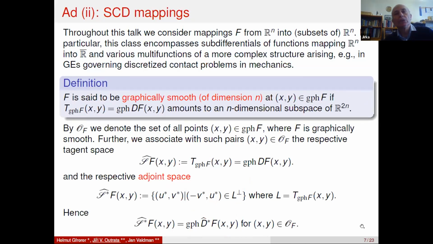So let me proceed to the second part, to the so-called SCD mappings. SCD is an abbreviation of subspace containing derivatives, and you will immediately see why we use this acronym. In this talk, we confine ourselves to mappings from Rn into subsets of Rn. So the dimension of the original space and the image space is the same, but essentially the theory with some small modifications can be extended also to the general case when the dimensions are different.